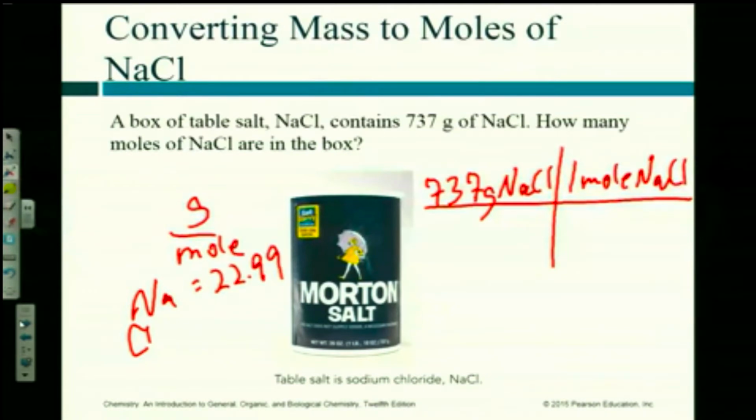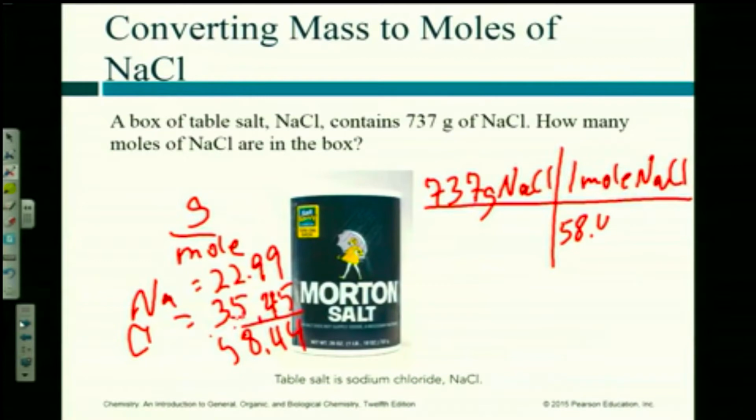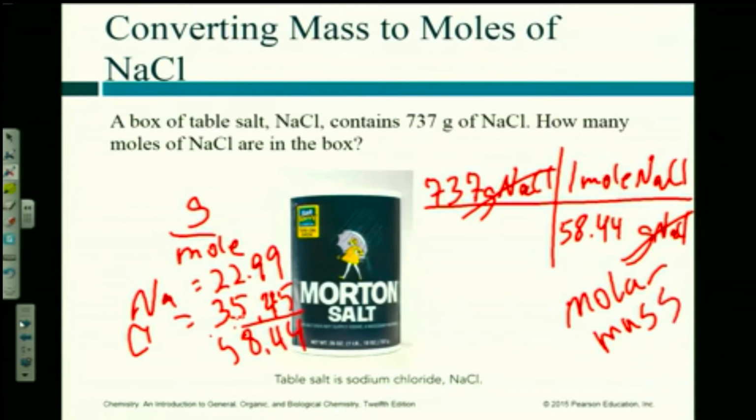What's sodium and chlorine? 22.99. Chlorine is 35.45. I can't add that. It's too late in the day. 58.44 grams of sodium chloride. Grams cancel. Okay? This is molar mass. Okay? Grams per mole. 58.44 grams of sodium chloride is 1 mole of sodium chloride.